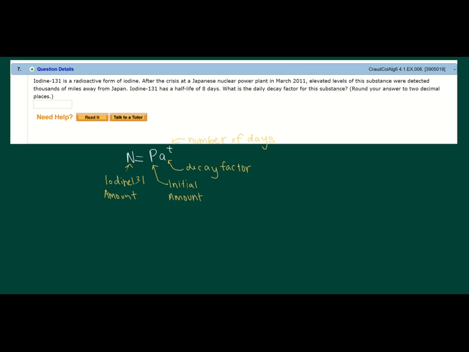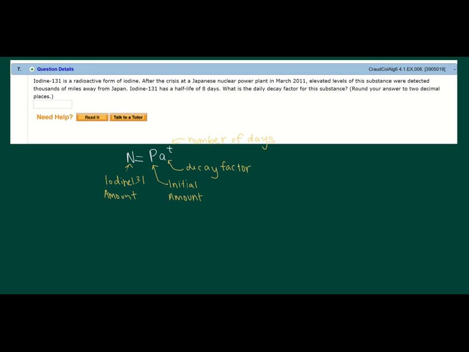Because we're talking about a population, a half-life of a radioactive substance, we know that we can use the exponential model. So I wrote N equals P times a to the t because that is our general formula for an exponential model. I labeled what all of the parts mean. N is the amount of iodine 131 at any time. It depends on time, the number of days that have passed.